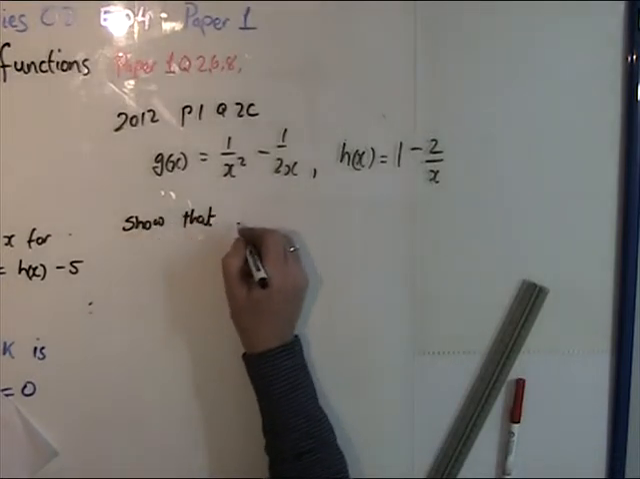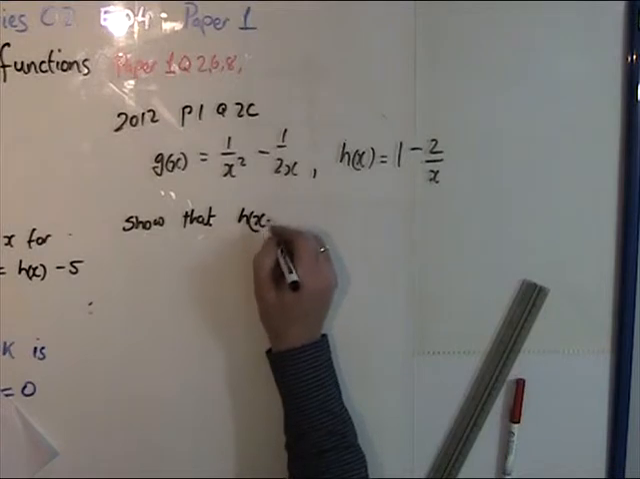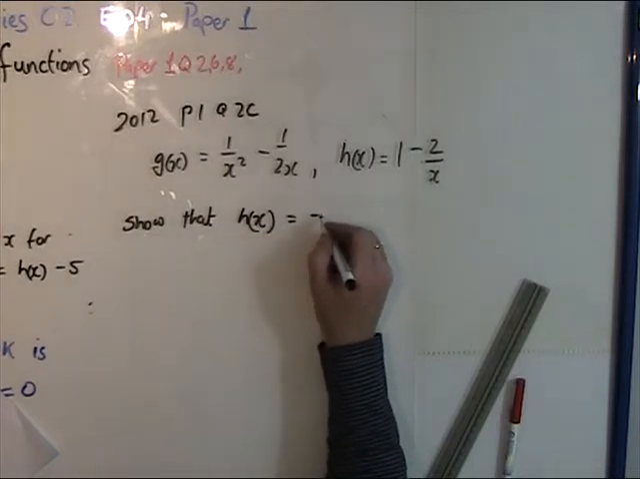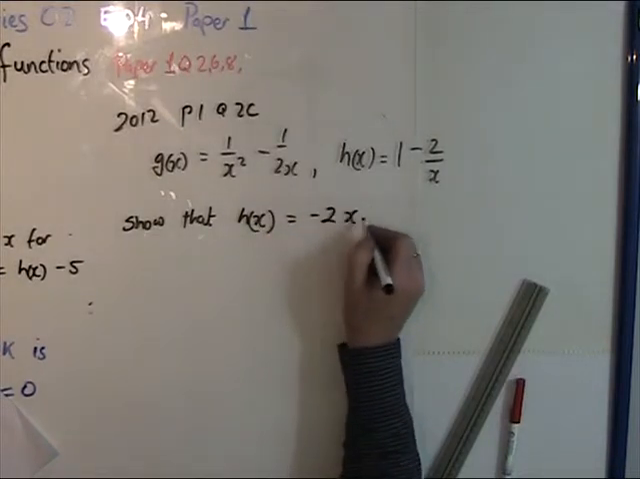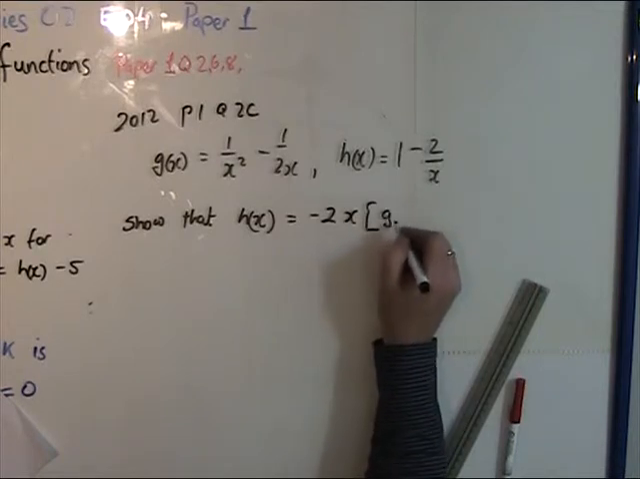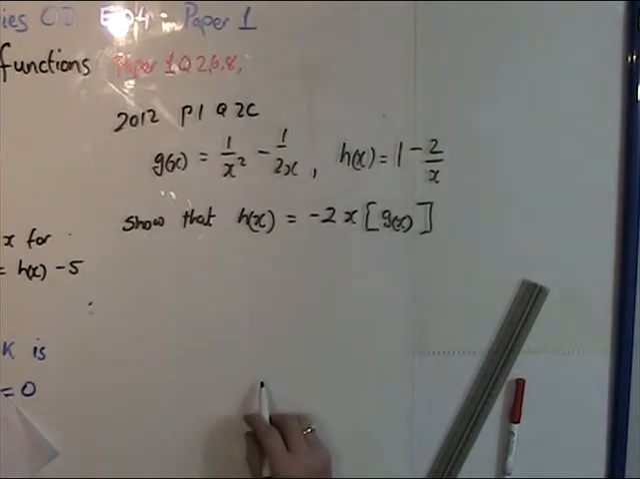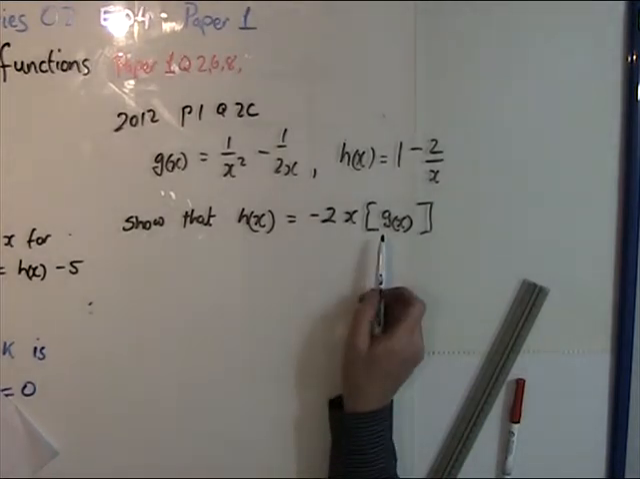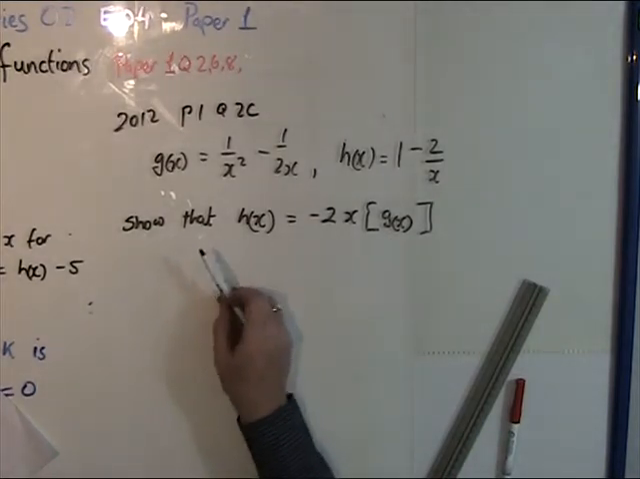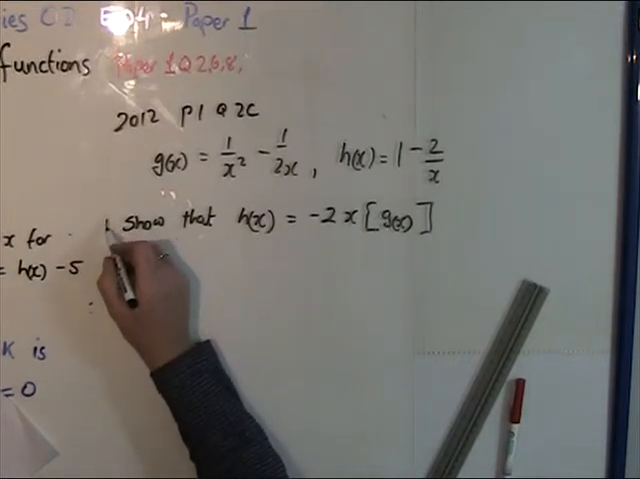And it says show that h of x is equal to minus 2x times g of x. We had something similar like this before. We haven't got any values for x here, okay? And you're looking at this, what are you going to do?